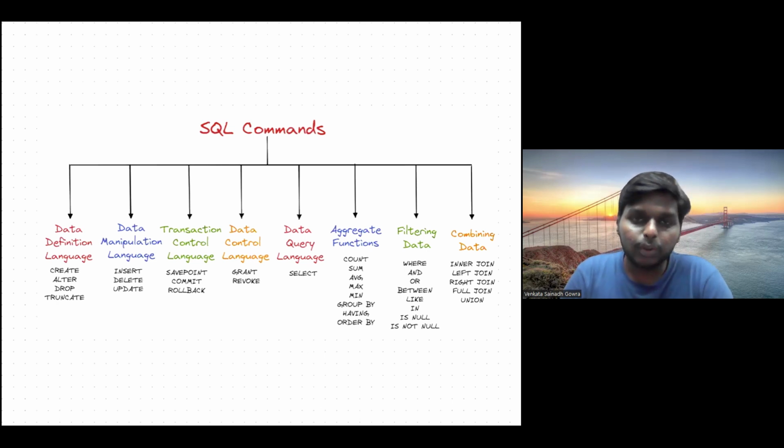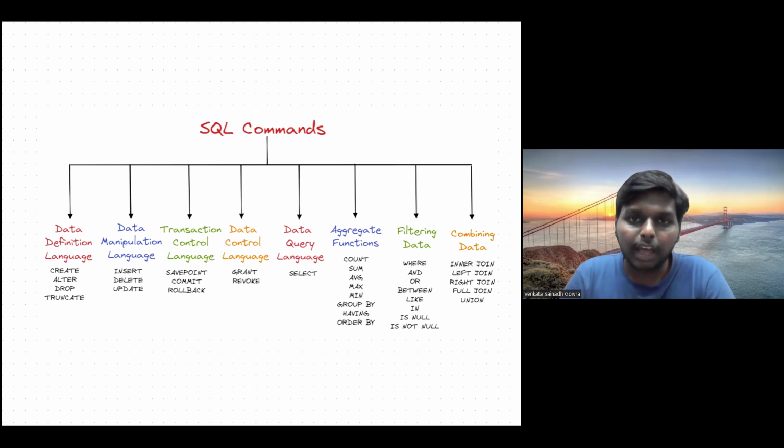Transaction control language. In transaction control language, there are savepoint, commit, and rollback. These are used when we want to undo a change. That is, when we update, delete, or insert any row, we can use this to undo back to the savepoint which we created. Next, data control language. In data control language, we use grant and revoke.